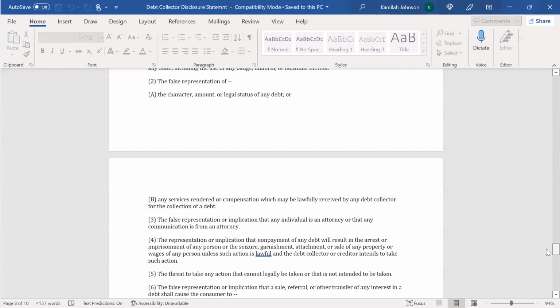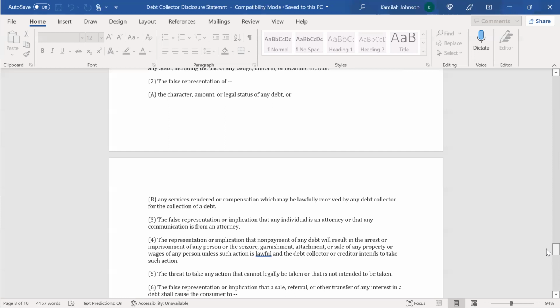Write it on the whole page, as big as you can, or to where it's legible. Make sure that it is legible. And you will do that in red ink, okay? You're going to submit this document to the alleged debt collector, okay? And you will give them time to respond.